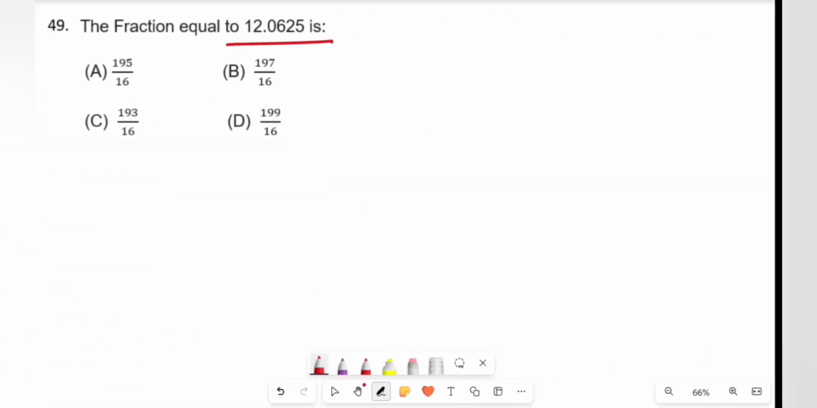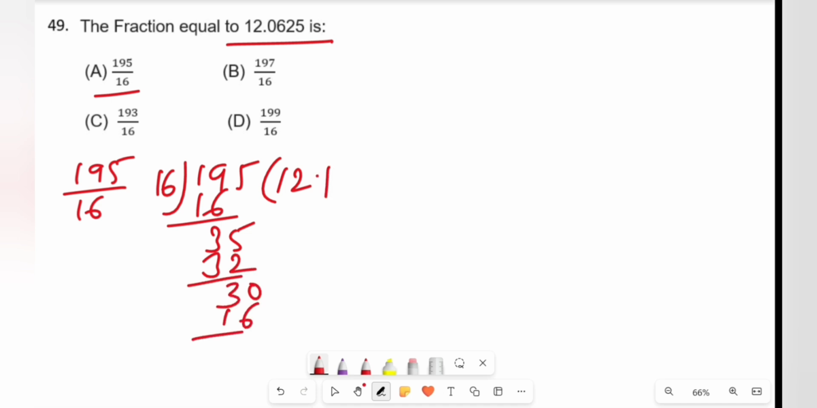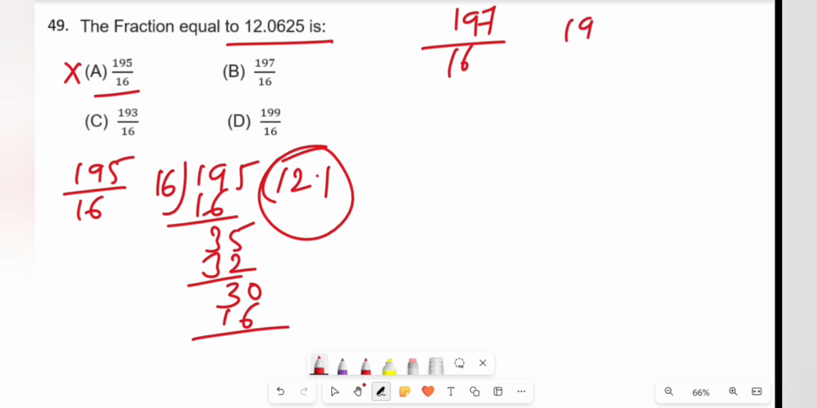This question is based on decimal to fraction conversion. So two methods can be used to solve this problem. The easiest method is to use the inspection method. That is, the given answers can be used to solve the problem. So here option A, divide 195 by 16. So the answer is 12.1. So it is a wrong answer. Okay. So use option B, 197 divided by 16 and do the division.